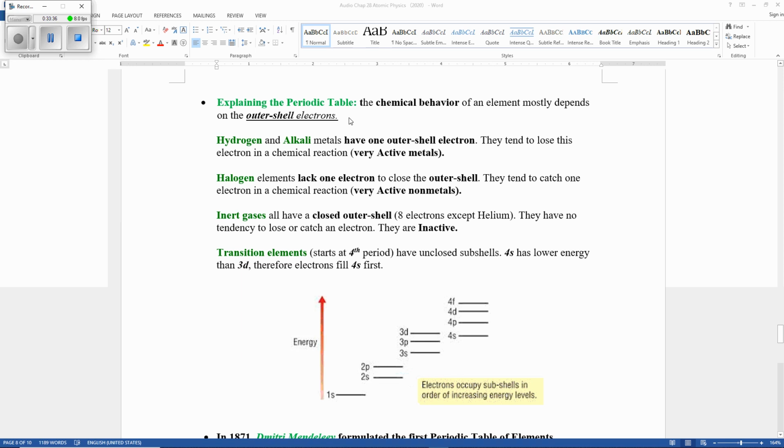When we study chemistry, we can discuss why hydrogen and the alkali metals, that's the first column, are so active: because they only have 1 electron in the outer shell. The halogen elements are also very active because they all have 7 and just need 1 to close. The noble gases all close with 8, so that's why they're very inactive. Those are all the reasons.